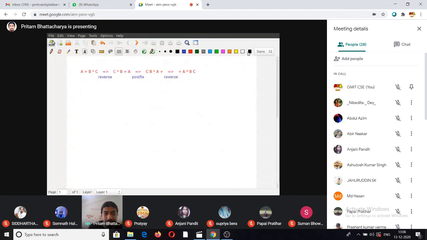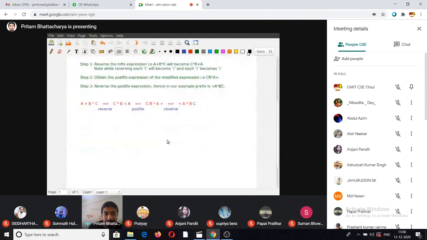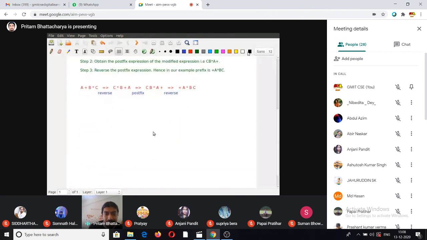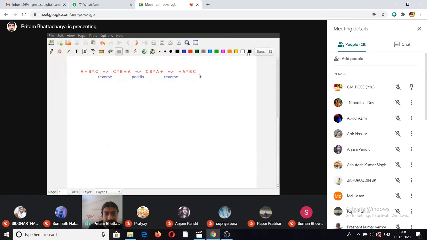And just one last thing, how do you evaluate prefix expressions? It's very similar to how you do it for postfix. So let's say this expression itself, plus a star bc. How will you evaluate it? Once again, you need a stack to evaluate the prefix expression. So plus a star bc. So once again, I will have the stack.